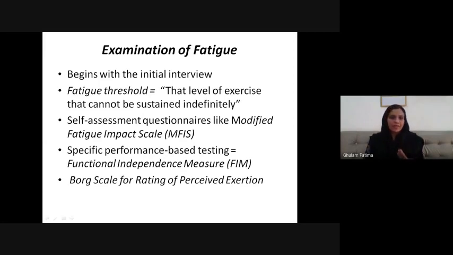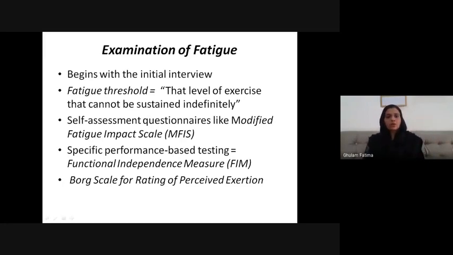Okay, now when we are discussing fatigue, we will also have to discuss how you have to examine the fatigue. So the examination of fatigue starts with the initial interview. And fatigue threshold is the level of exercise that cannot be sustained indefinitely. That means that is the threshold, the point from where onward the patient is too fatigued to continue that exercise.